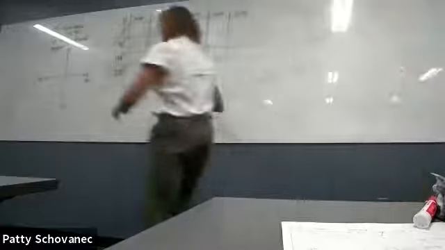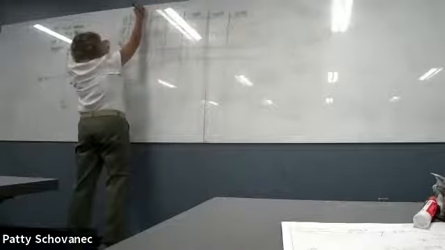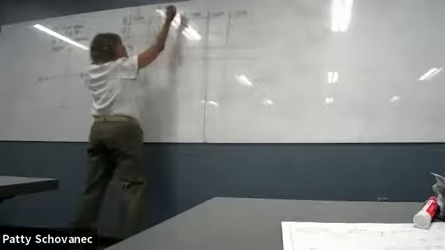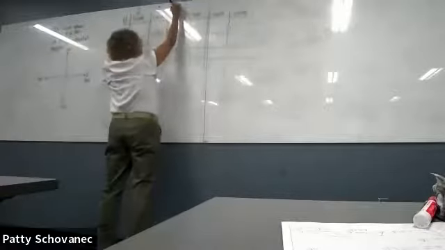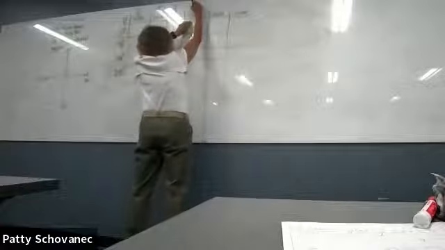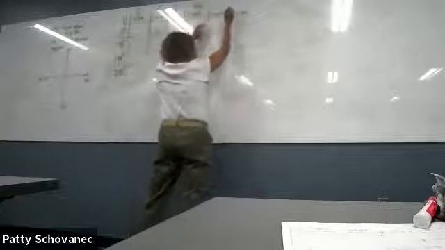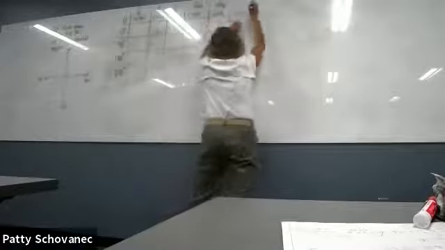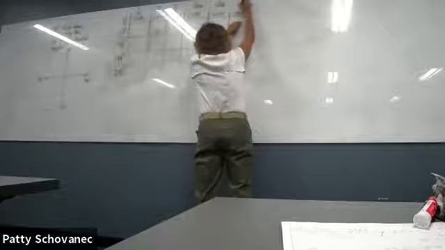So to remind you, the sine is y divided by r, cosine is x over r, tangent is y over x. So the cosecant is 1 over the sine, secant is 1 over the cosine, cotangent is 1 over the tangent.